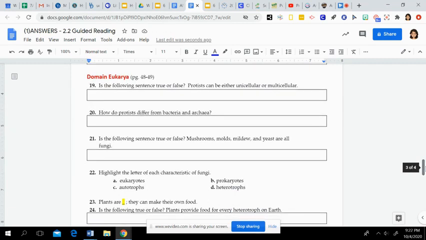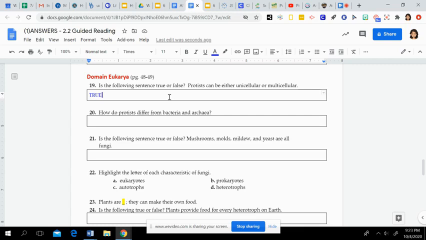Our last section then is talking about the domain eukarya. So our first question is the following sentence true or false? Protists can be either unicellular or multicellular. This statement is true. Protists can vary, and they can be different types, either autotrophic or heterotrophic as well.